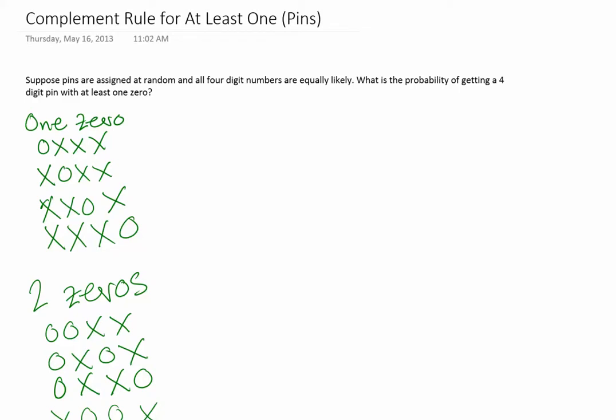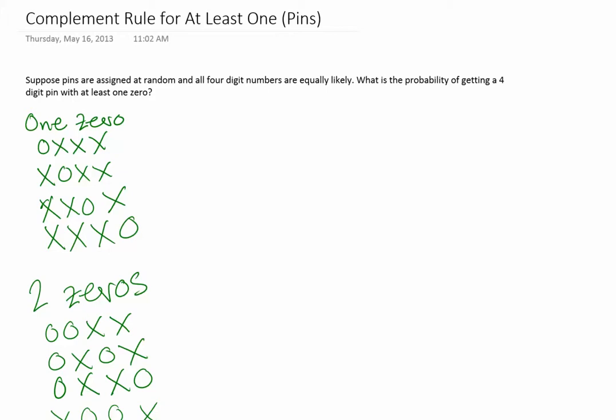This is a video for the complement rule for at least one. Now, I've tried to say this before, but the complement rule never has to be used. You can always do a problem without the complement rule. The complement rule will just save you lots of time, usually. So let's look at this problem.